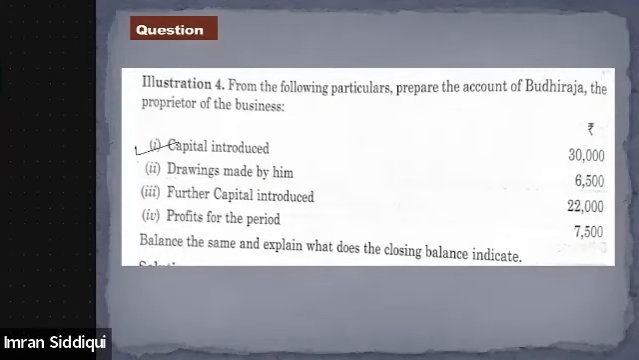First of all, it says capital introduced. So that means capital is increasing. Drawing made by the proprietor. That means it's going to reduce the capital. Further capital being introduced. That means it will cause increase in the overall capital. Profit for the period. That means it will also increase the capital. Right. So taking these transactions into consideration, we need to prepare the capital account.